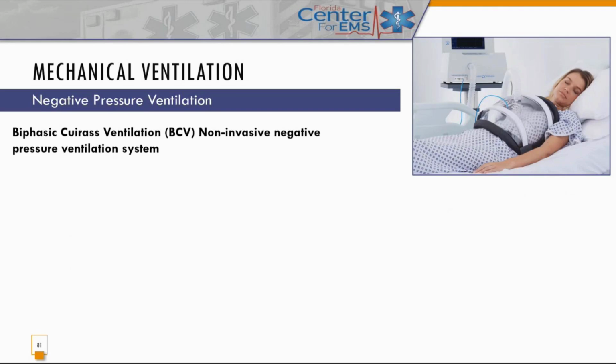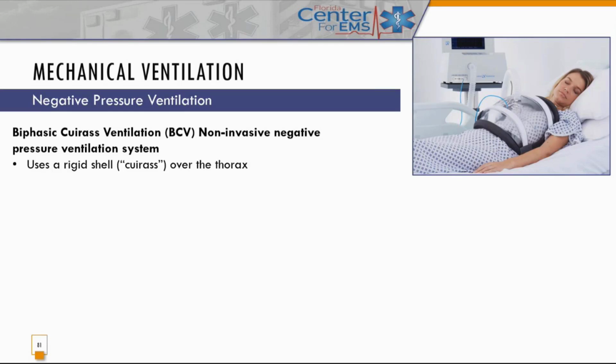Then you might see something like this, the biphasic cuirass ventilation. This is where they've got the chest surrounded and they change pressures inside that will move the air so they're able to ventilate. It is a form of negative pressure ventilation. Haven't seen one of these in a while in a hospital setting. This is something you might see at home that somebody sleeps with, that type of thing.